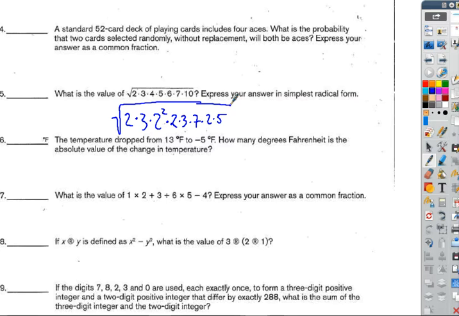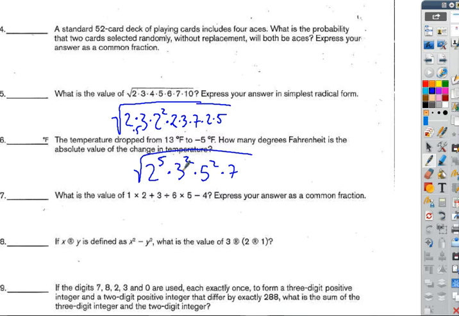Sorry for the delay. So how many 2's do I have? I have 1, 2, 3, 4, 5. So I have 2 to the 5th times 3 squared times, well, I have 2 5's, and I have 1 7. And so I'm square rooting this.